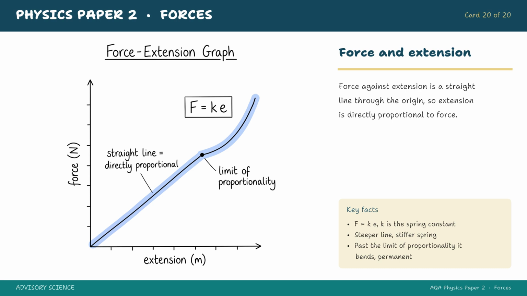The formula is force equals spring constant times extension. F equals K times E. The spring constant measures how stiff the spring is. A steeper line means a stiffer spring. If you add too much weight, the graph bends. This point is the limit of proportionality. Past this point, the spring is permanently damaged and will not snap back to its original shape.